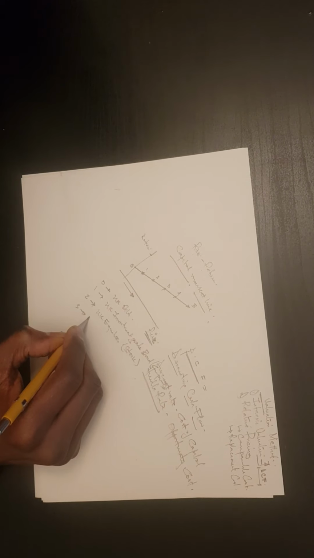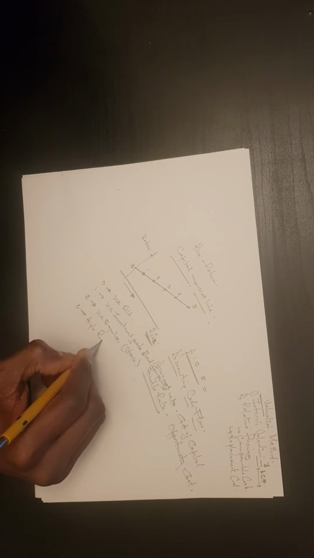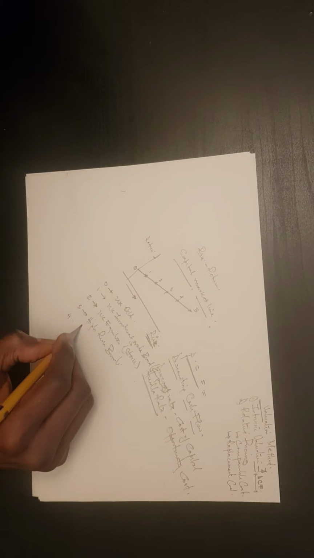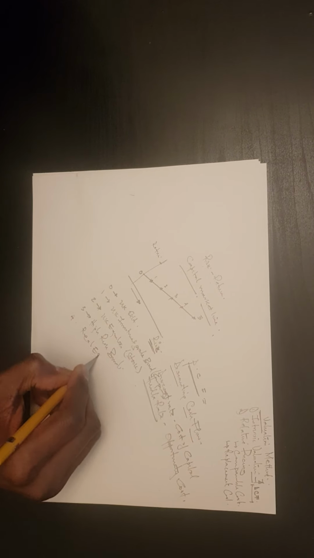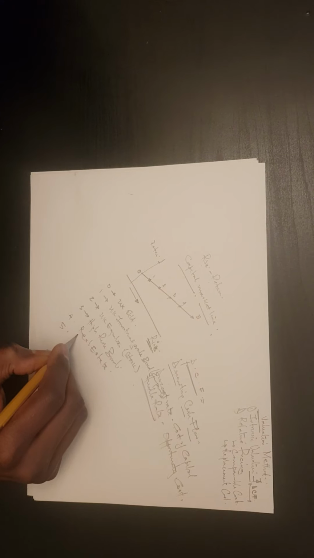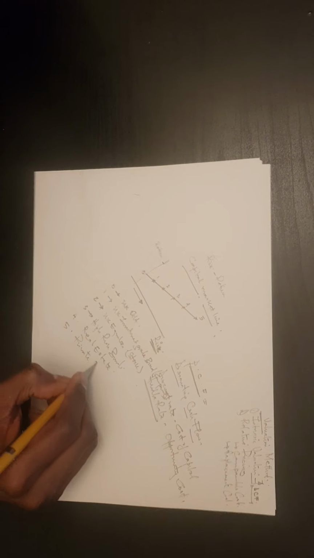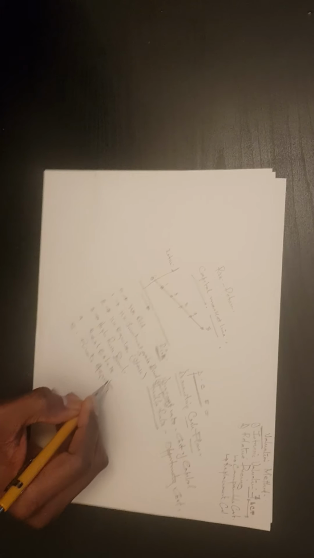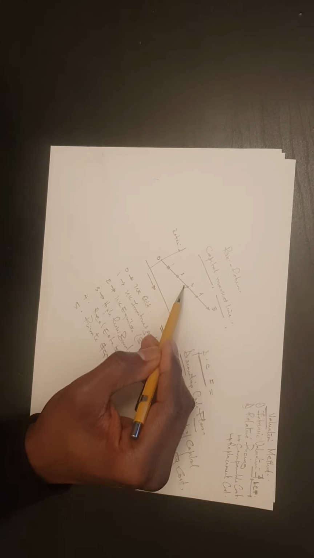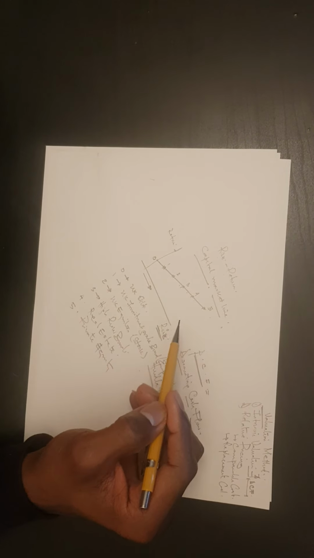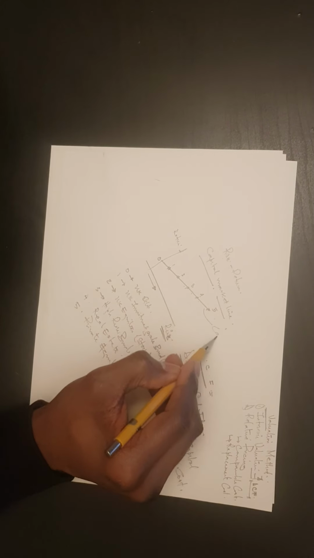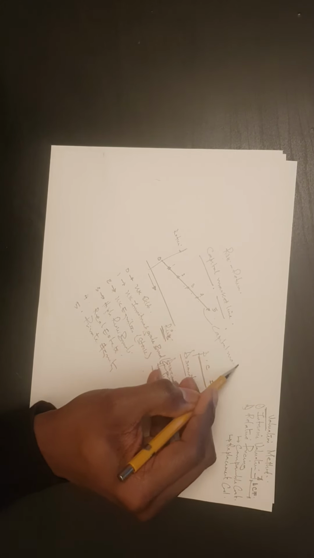Number 3, high risk bonds. Number 4, real estate. Number 5, private equity. So what I've shown you here is different asset classes and how they present themselves on this line. This line we call the capital market line.